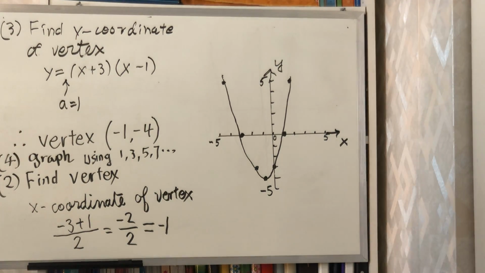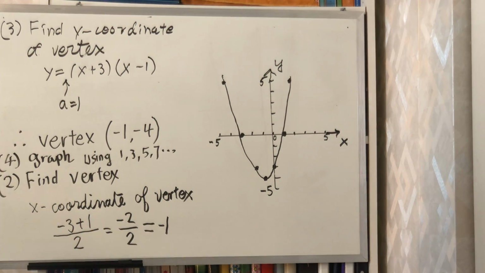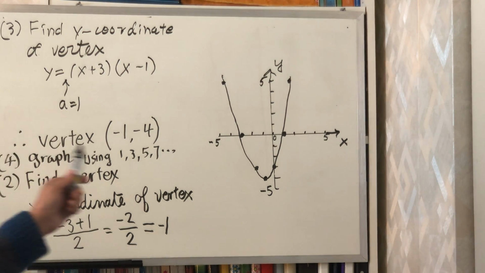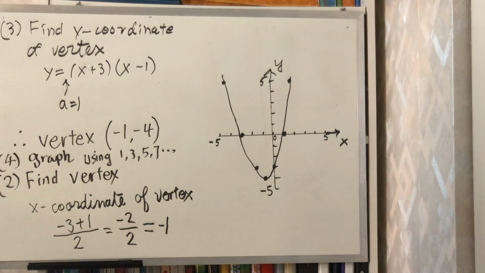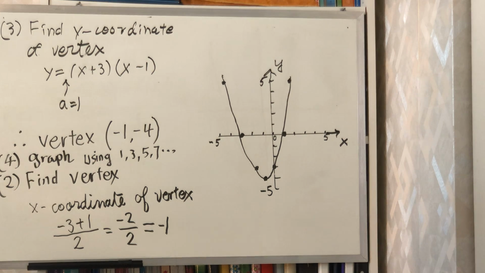So you see, the second method, starting from the vertex, I can get more points just by using 1, 3, 5, 7, and so on. That is if a is equal to 1. If a is equal to something else, you just multiply the odd numbers by the value of a, and this is how many steps you go up. So this is how you graph.